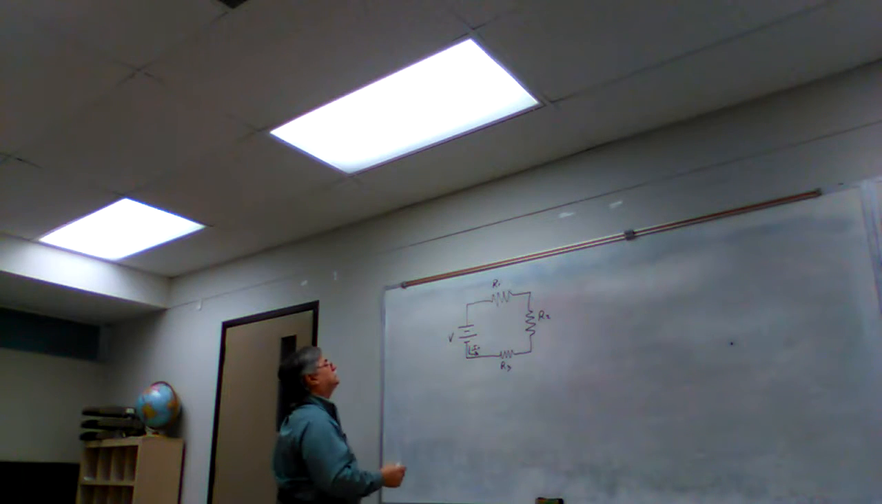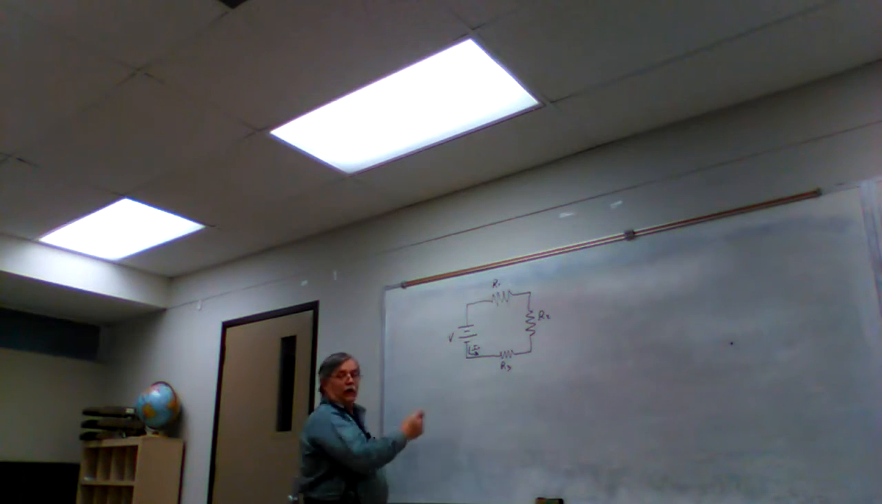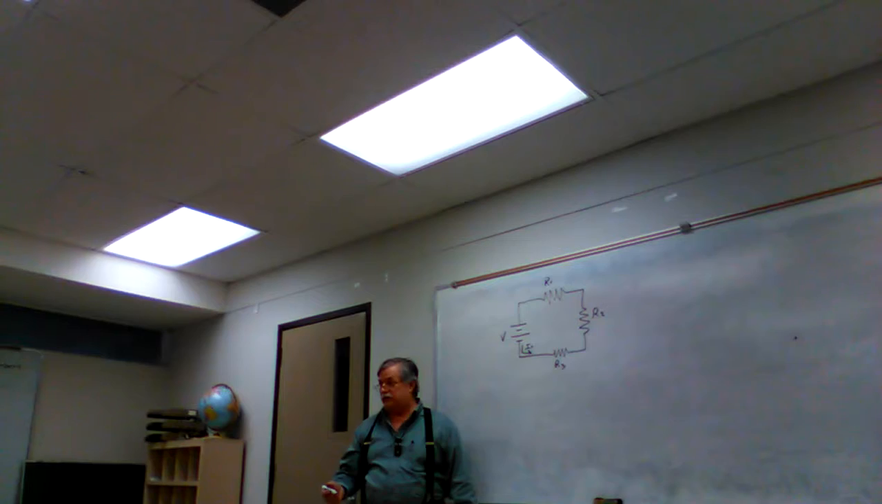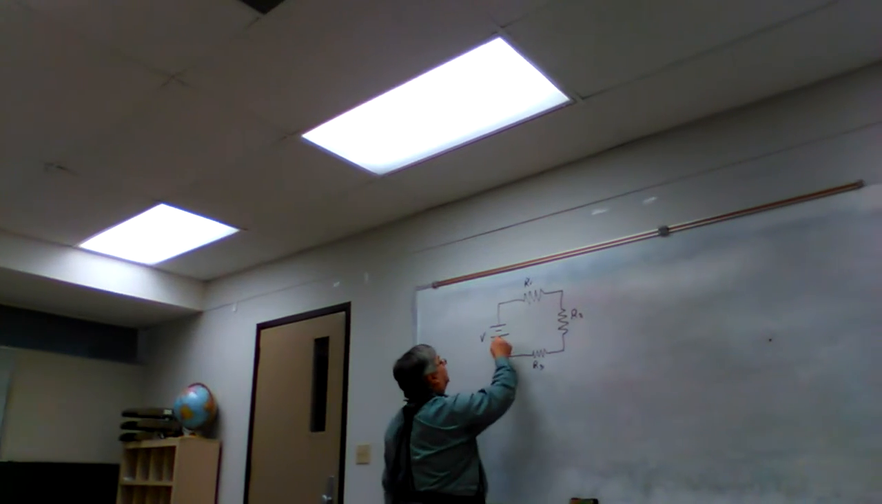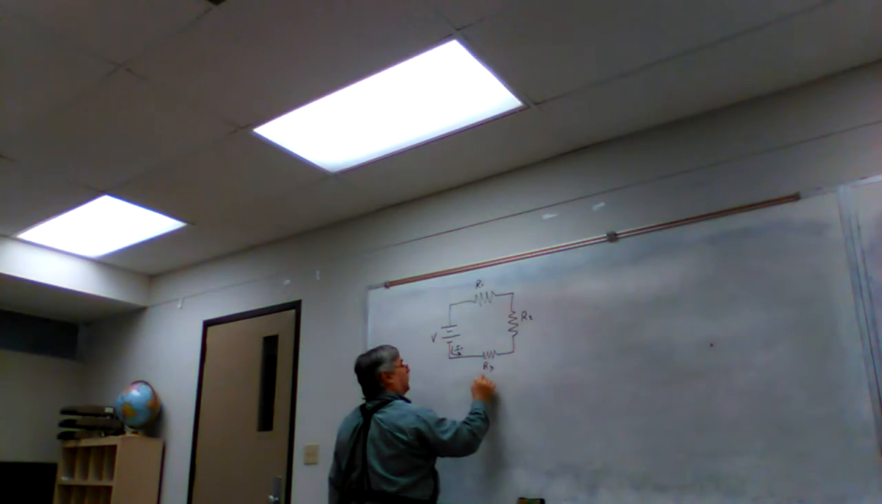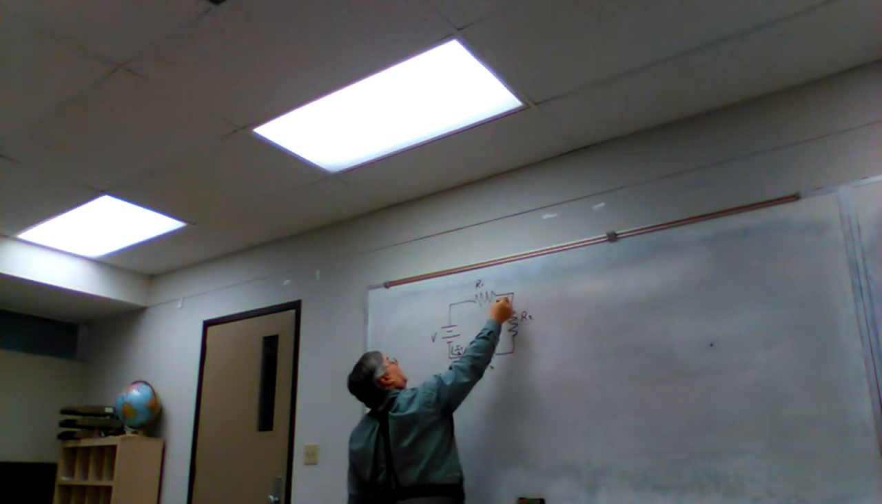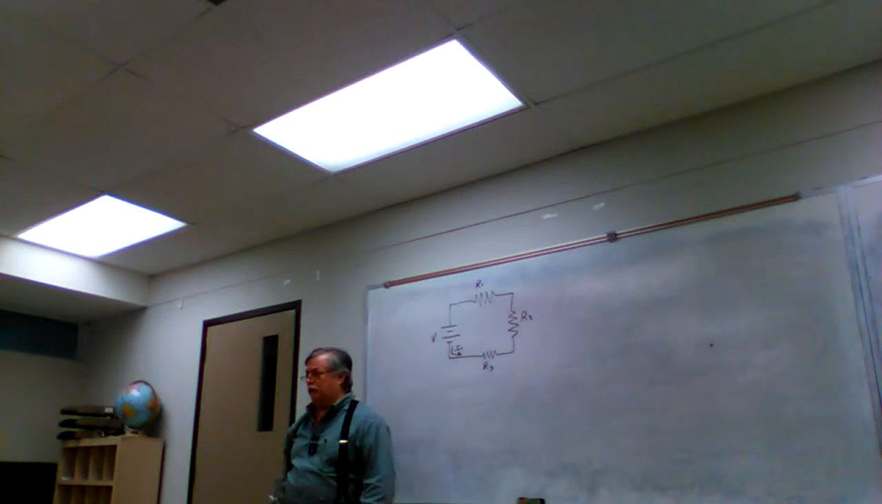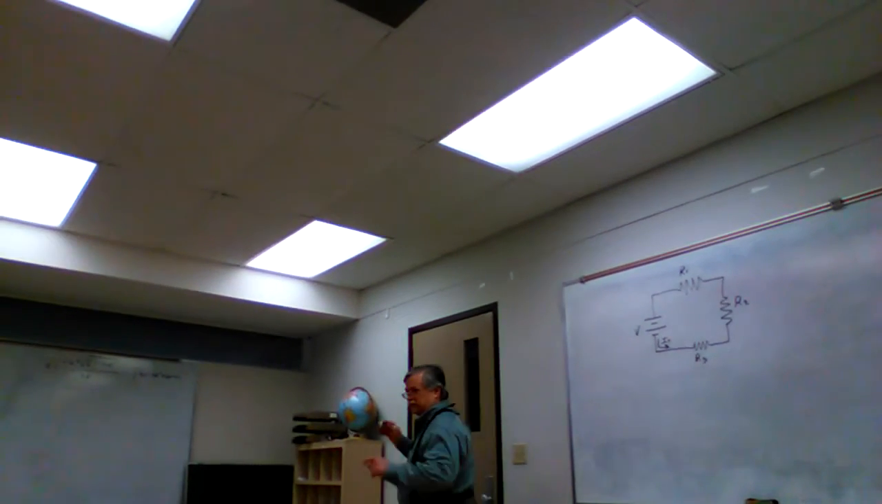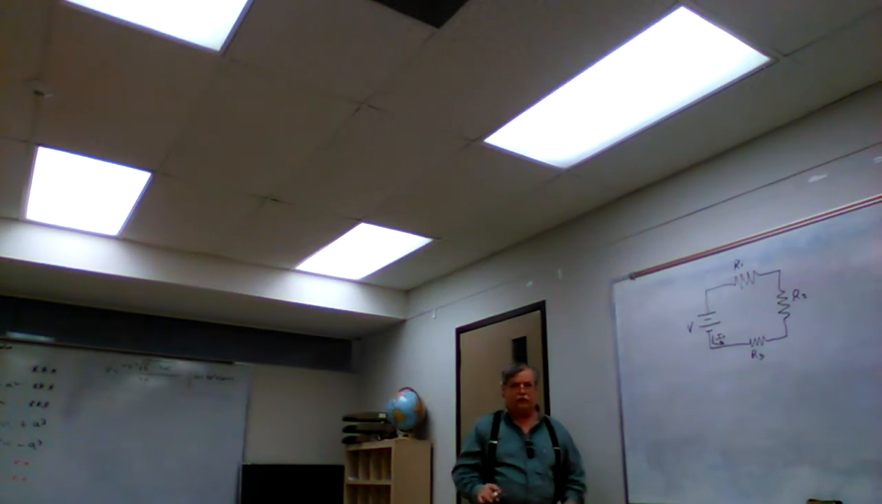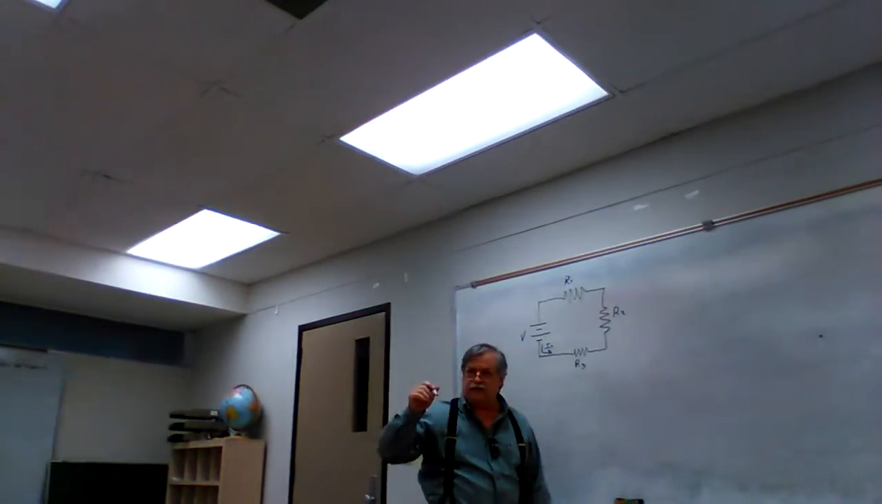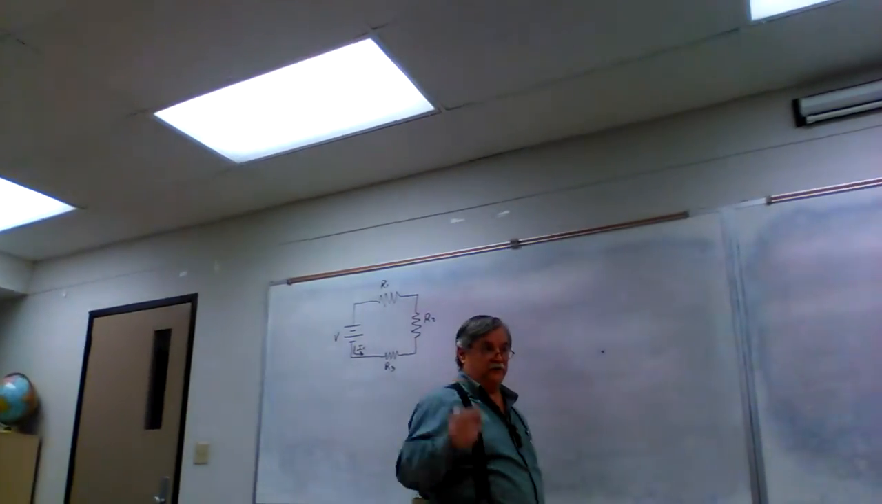Now, because these are in series, we know that the total current that's flowing in the circuit is flowing through R3. The same IT is flowing through R2, and the same total current is flowing through R1. The same current flows through all three resistors. That is the definition of loads in series.